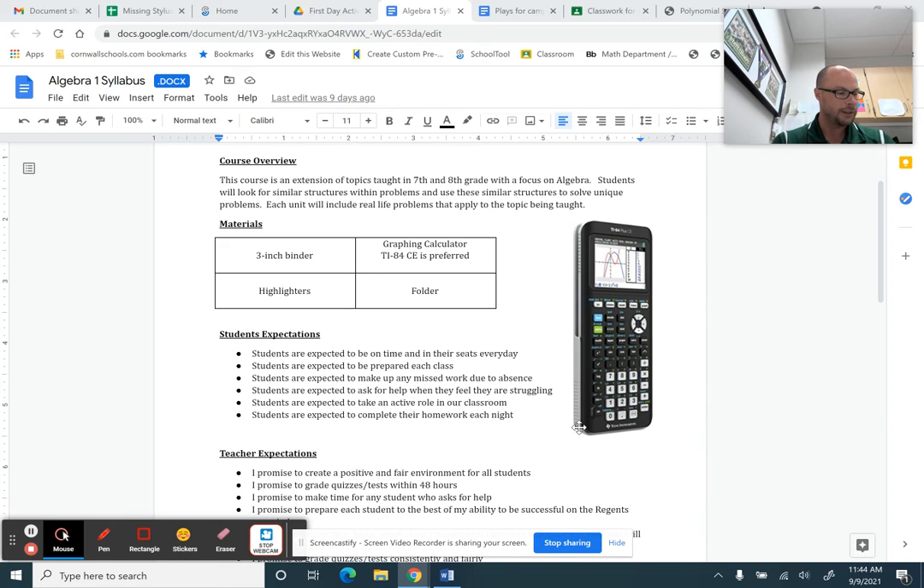All of my classes this year need a calculator for class. A scientific calculator is not enough. They need to have a graphing calculator. If you have not yet bought a graphing calculator and you're going out to purchase one, please try and buy the TI-84CE. It's the one that's in the picture you can see on the screen right here. It's like $10 more, but it's worth every penny of the $10, especially once they get to Algebra 2.